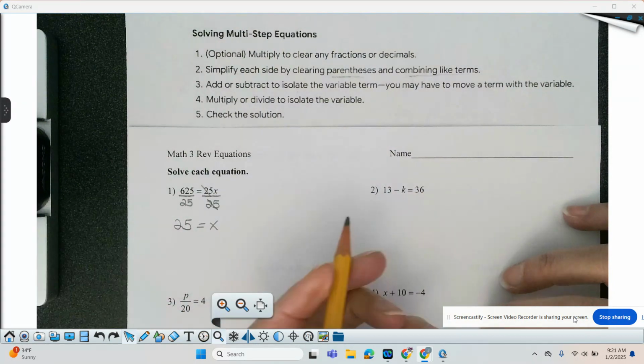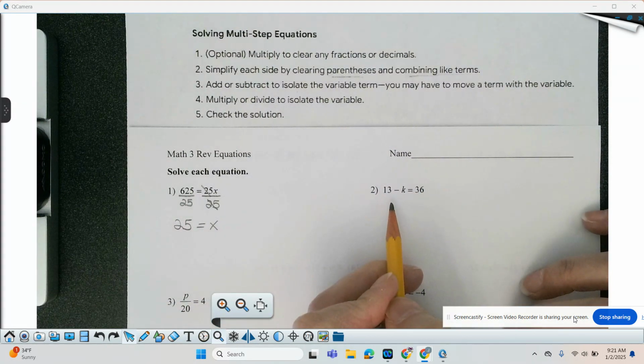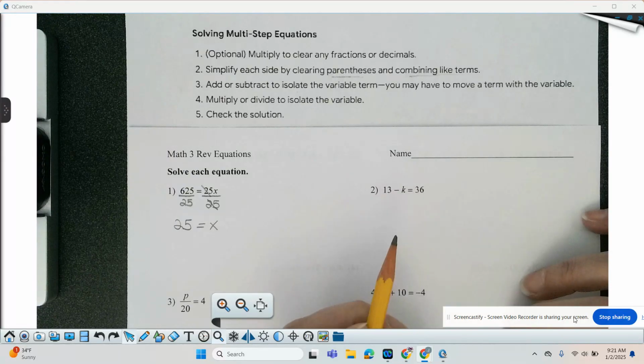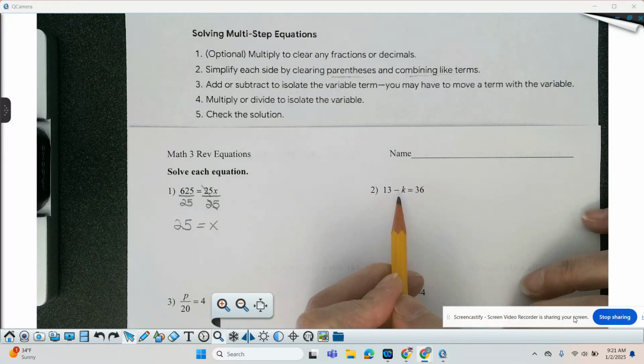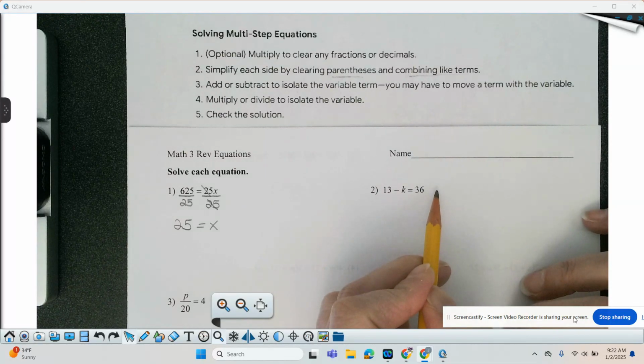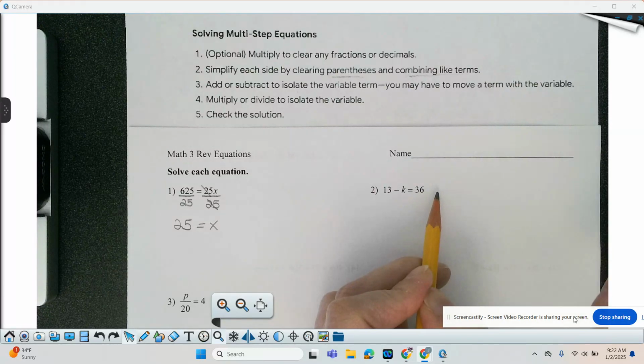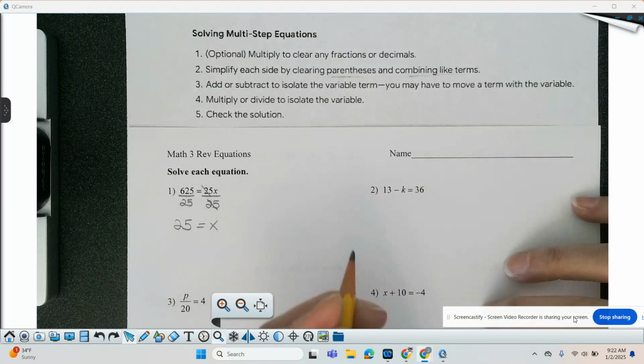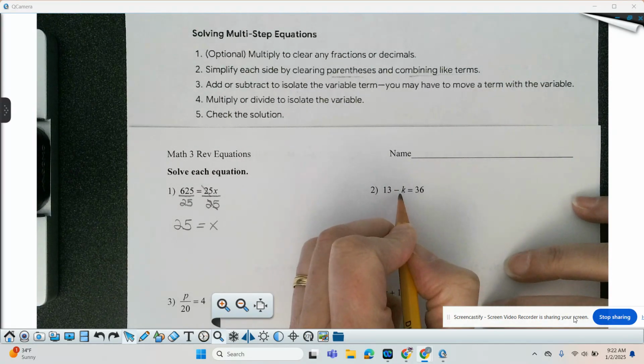Okay, so over here when we look at this one, this has got a 13 minus k equals 36. So in this case, if you were going to solve for the k, what you might want to do is get that k to be positive. You might want to move the k over to this side first, just so that it's positive. But you don't have to. You could eventually end up dividing through by -1. But if it was me doing this problem, the first thing that I would do here is I would get that k to be positive.